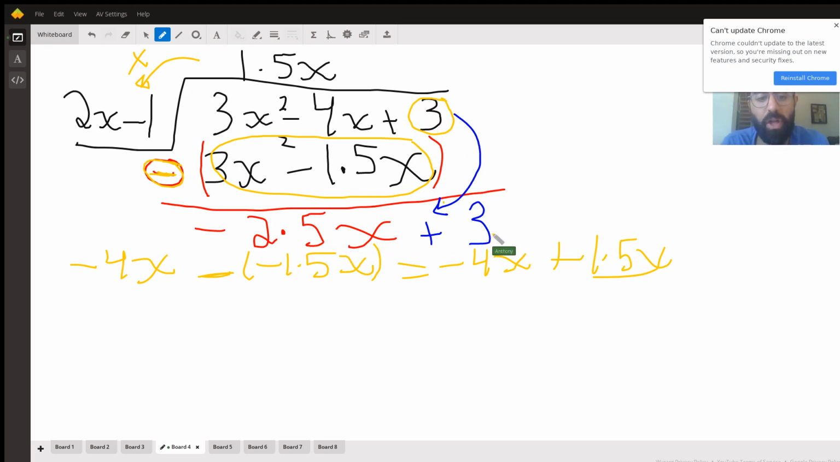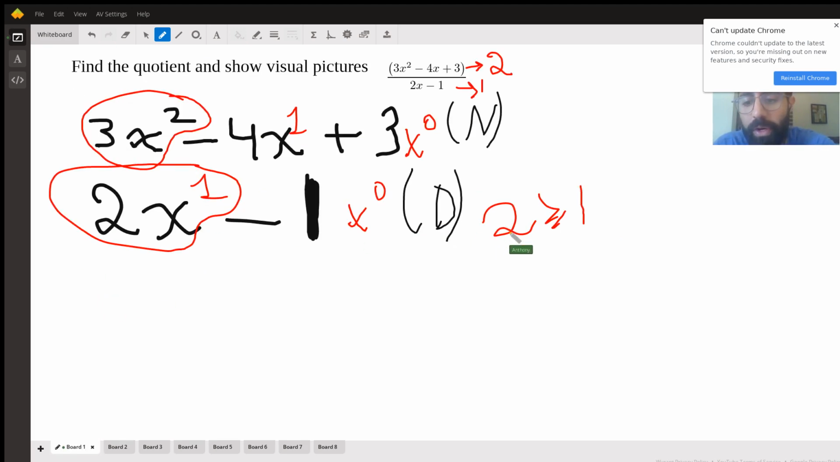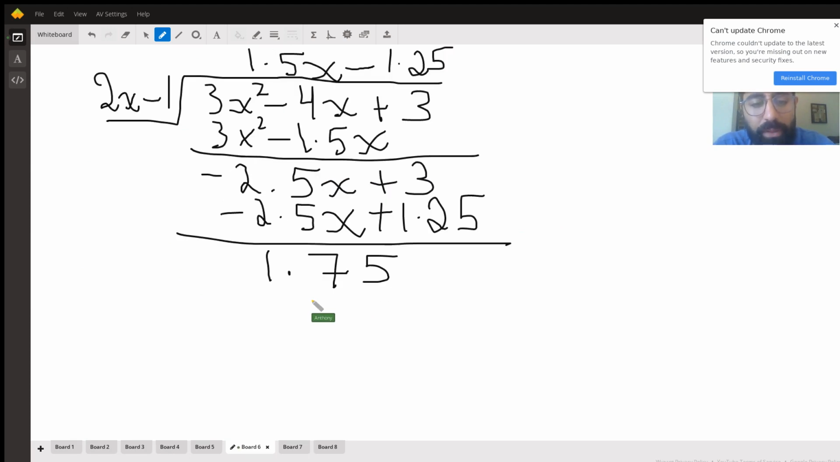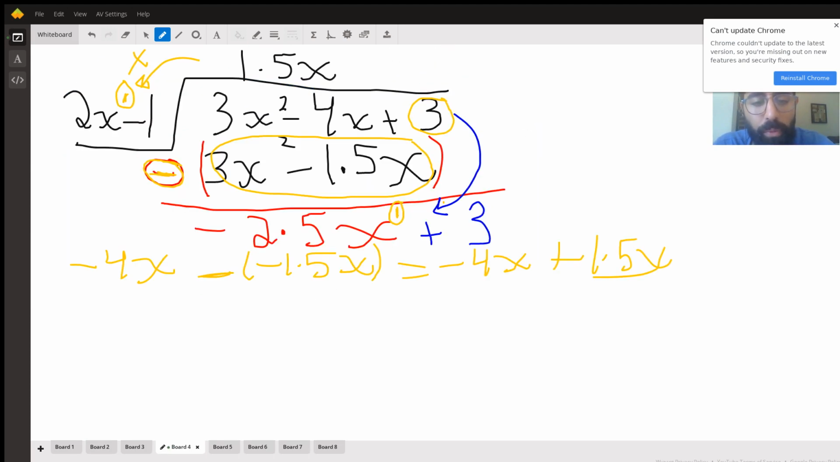Did my division stop? We check. For our division to stop, the degree here must be strictly less than the degree here. Here the degree of x is 1, and here the degree of x is 1. Going to board number 1: as long as the power is greater than or equal to the power of the denominator, you continue dividing. So here we need to divide. We did not stop. So going to board number 4, I need to divide the highest term, which is minus 2.5x, by the highest term here, which is 2x.